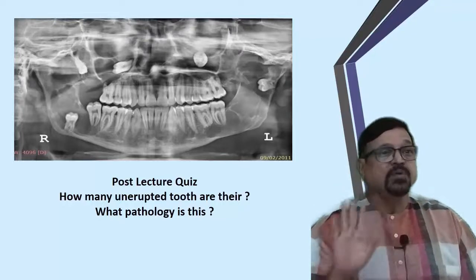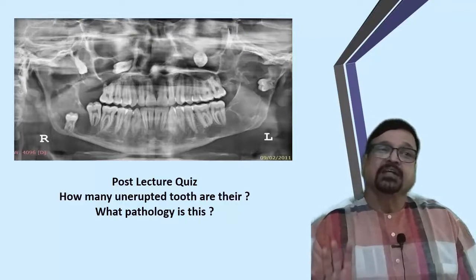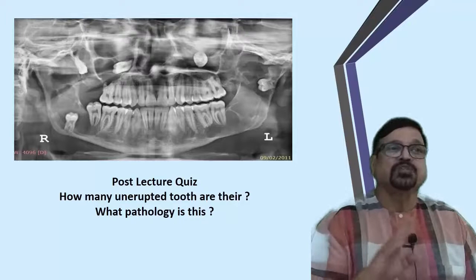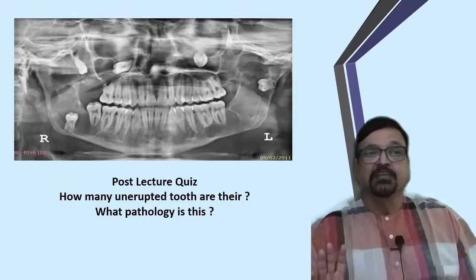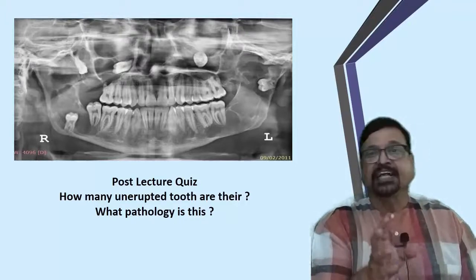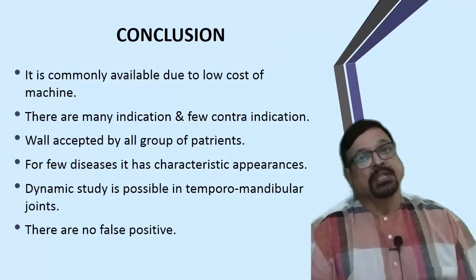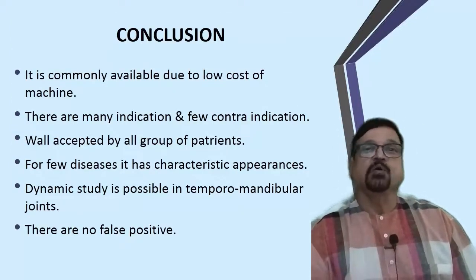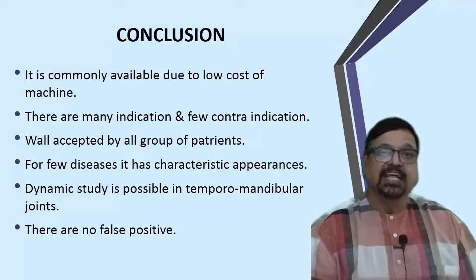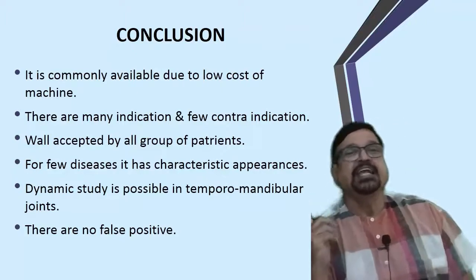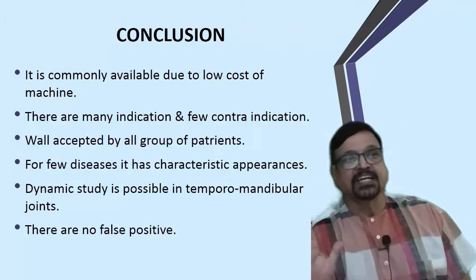Now this I am giving you as homework. Multiple teeth are seen, just find out how many there are, and multiple osteolytic lesions are seen. If you could diagnose this correctly, I think I have justified my lecture. We have seen how to diagnose common pathologies. We have seen how OPG is taken. We have seen what the physics of OPG is. Now let's see the conclusive remark of this lecture.